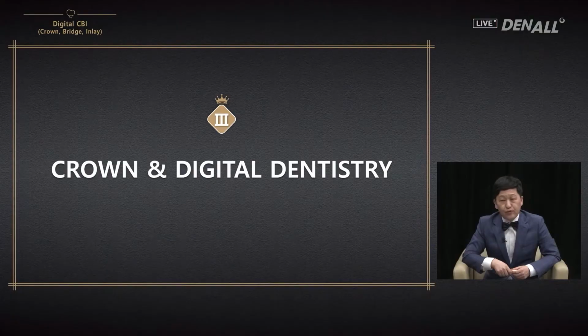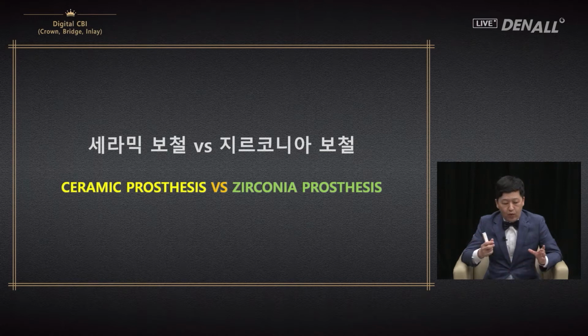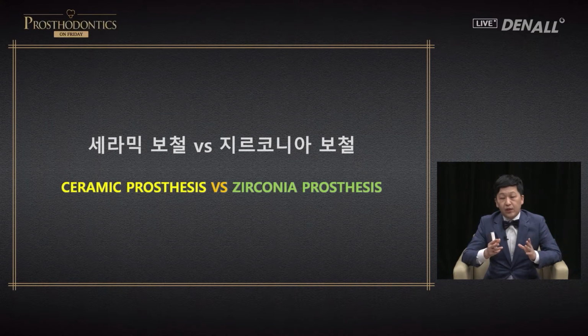Next, I'm going to briefly explain how to fabricate a crown using digital techniques. We can use a digital scanner and milling to create a prosthesis. You can mill ceramic or zirconia. You can mill wax and cast metal to make a prosthesis, but I think the best way to utilize digital technology is to use ceramic and zirconia for the prosthesis.